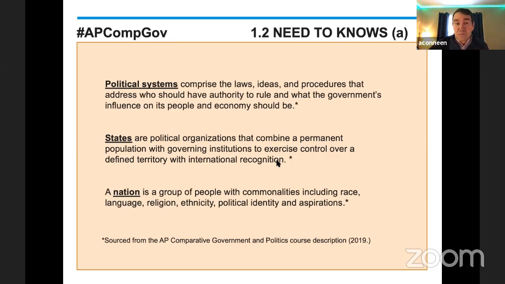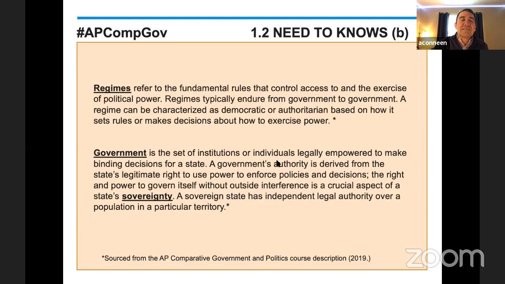You should know the term political systems, states, nations. We're going to differentiate between states and nations in a moment. We're going to go through all these words in today's lessons. Some other key words you should know are regimes and government. I mentioned that before. We're going back to a word that we looked at last week that was part of those initial lessons on Unit 5, and that's sovereignty. So you should know that sovereignty is the state's independent legal authority over a particular population in that territory. So you should know the word sovereignty.